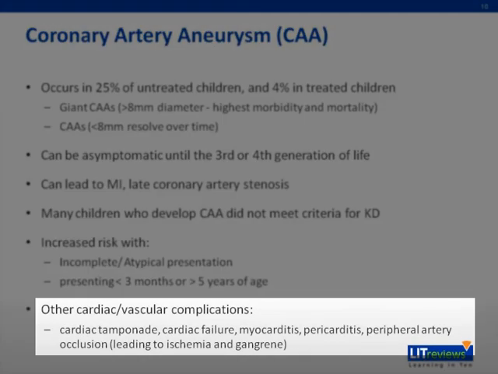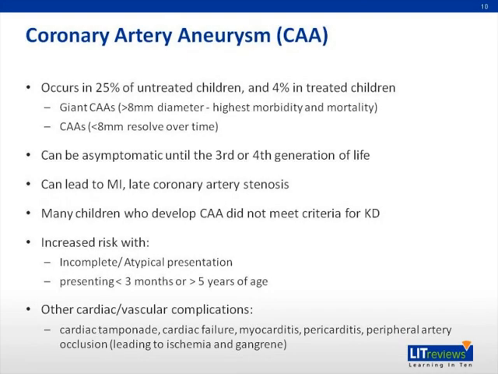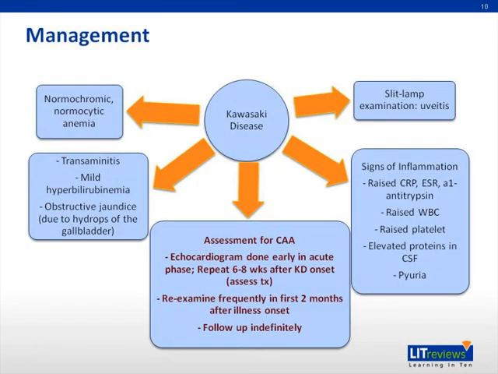Other cardiac complications associated with Kawasaki include cardiac tamponade, cardiac failure, myocarditis, and pericarditis. Peripheral artery occlusion may also occur, leading to ischemia and gangrene. These are some of the investigations you should carry out or lab findings you can expect to find.